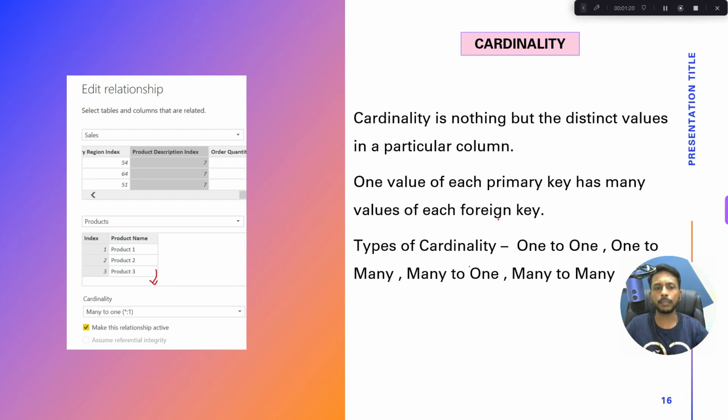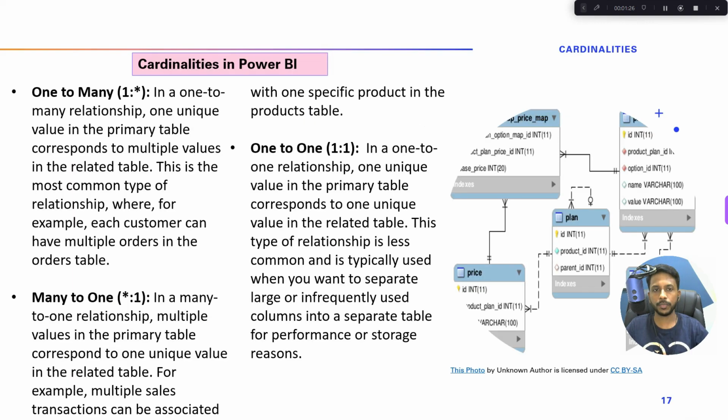Okay. There are different types of cardinalities. One is one-to-one, one-to-many, many-to-one, and many-to-many. So we'll just understand a bit of definition and just dive into the model. Okay. So one-to-many. In a one-to-many relationship, one unique value in the primary table corresponds to multiple values in the related table. This is a very common type of relationship where, for example, each customer can have multiple orders in the orders table. Okay, so let us quickly navigate to the model.